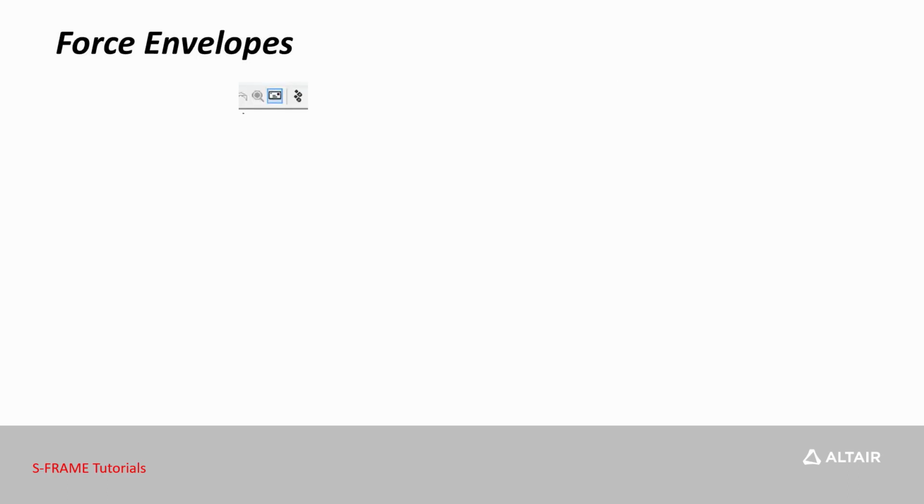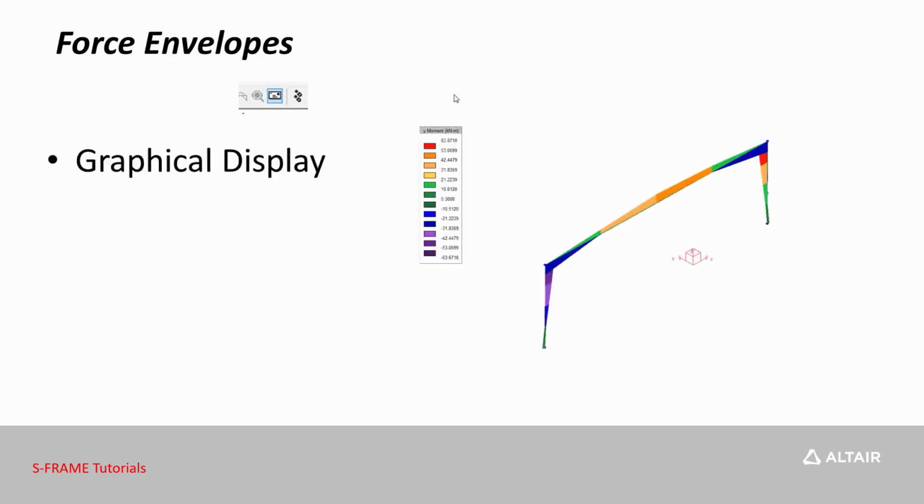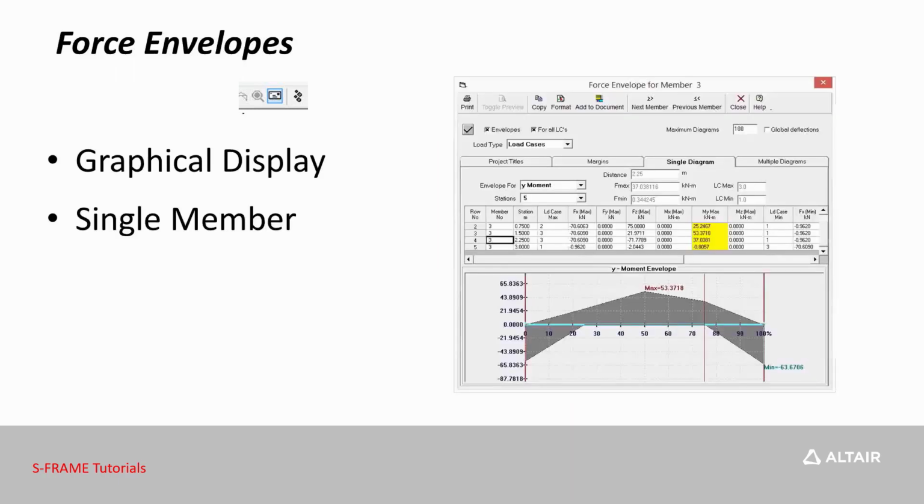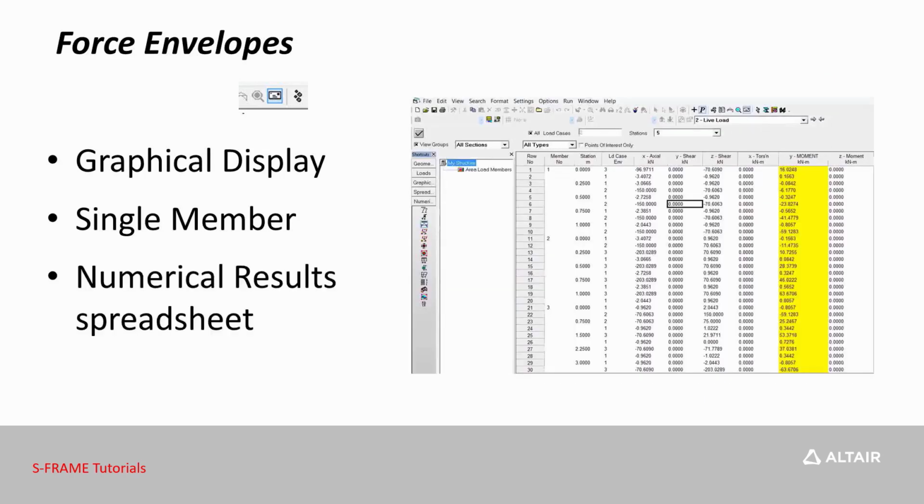And the force envelopes, as you can see here, are accessed through the view grids and properties toolbar. The force envelopes can be viewed graphically for the entire structure, or just a single member at a time. And all this same information can also be viewed in numerical form through a numerical results spreadsheet.